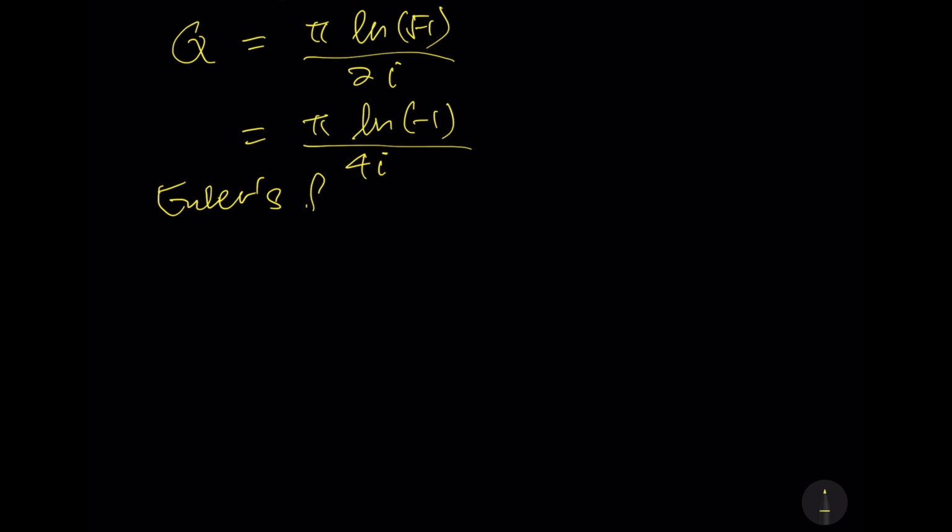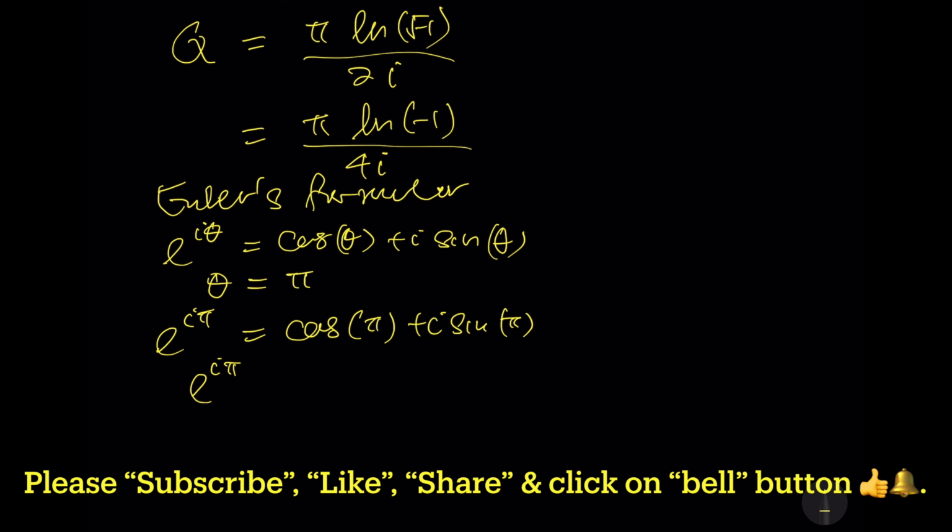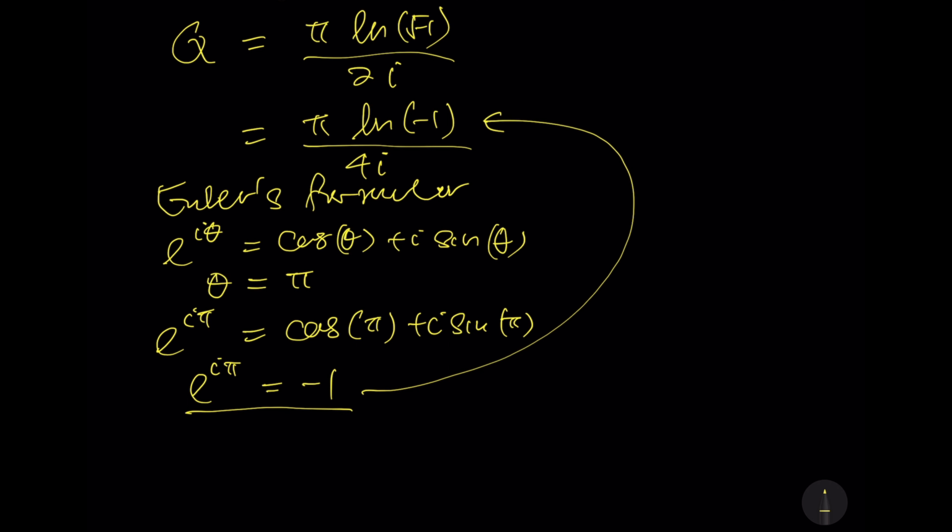Next, we look at the popular Euler formula. e power i theta equals to cosine theta plus i sine theta. In the case that theta equals to pi, we have e power i pi equals to cosine pi plus i sine pi. So that gives us e power i pi equals to -1. Let's put this into the previous equation, which means we have Q equals to pi multiply natural log e power i pi, and then the whole thing divided by 4i.